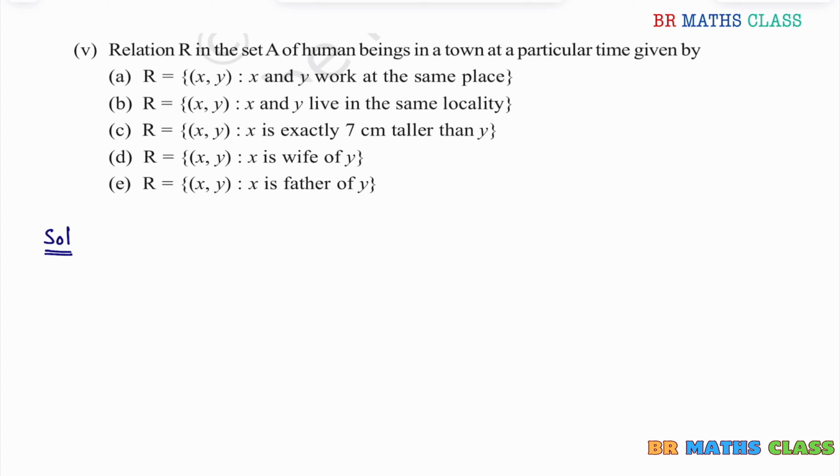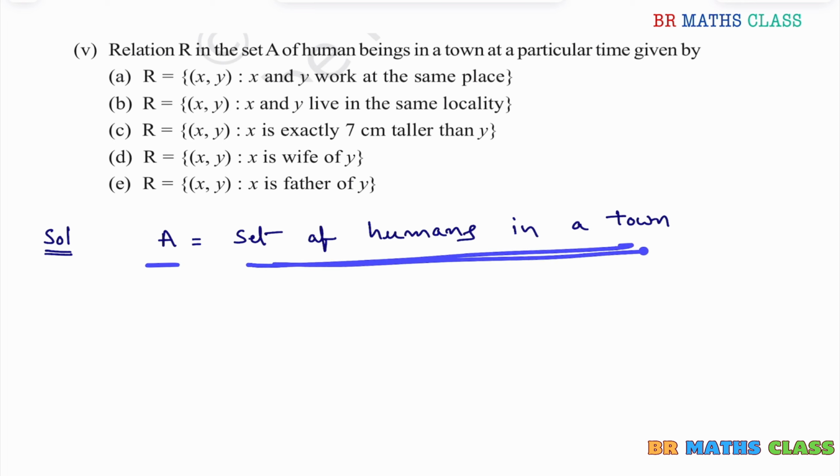If you observe the last 4 bits in the first question, we mainly wrote 3 points. First one is, the relation is on which set. Here the set is the set of humans in a town. First I'll write that. What is A? Given set A is the set of humans in a town at a particular time.